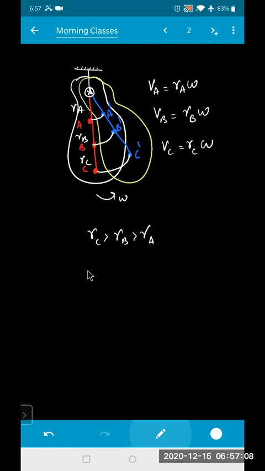That means I can say that velocity of C will be greater than velocity of B, and velocity of B will be greater than velocity of A. But for all of the bodies, angular velocity will always remain the same. Is that point clear? And in this one, all the formulas which I told you related to angular velocities are applicable here in the given condition, beta. Okay?